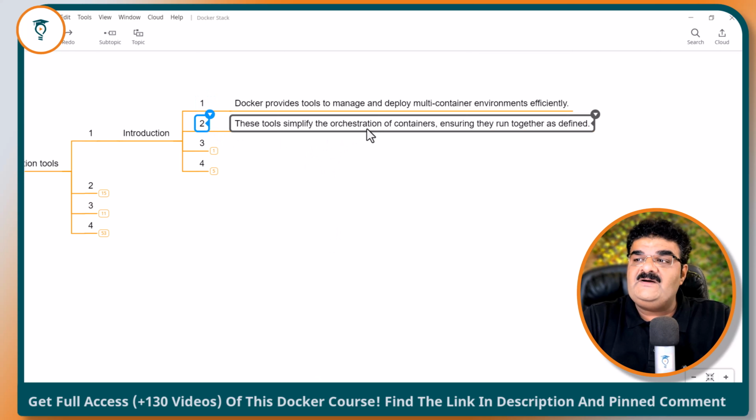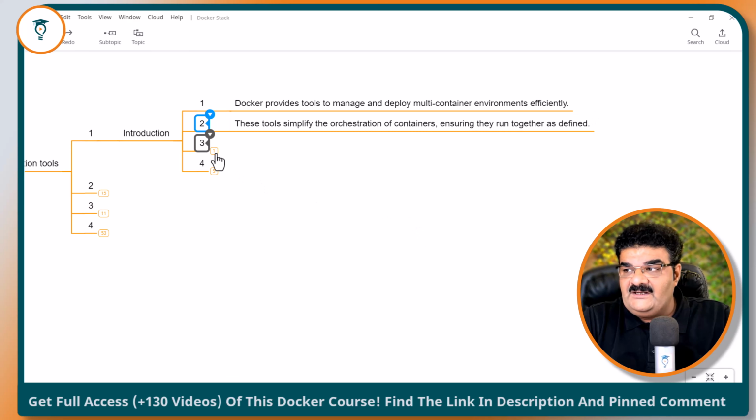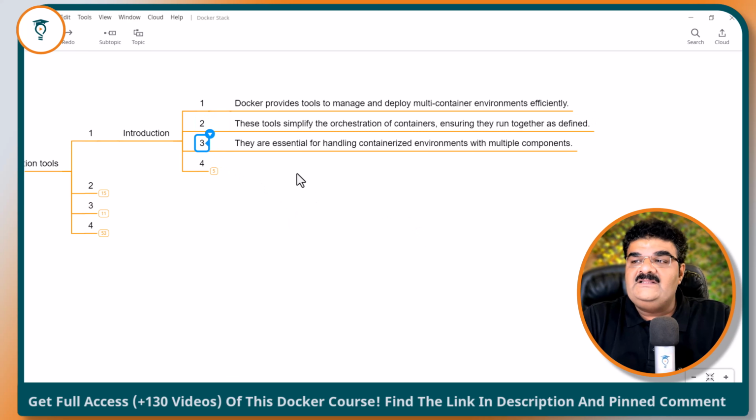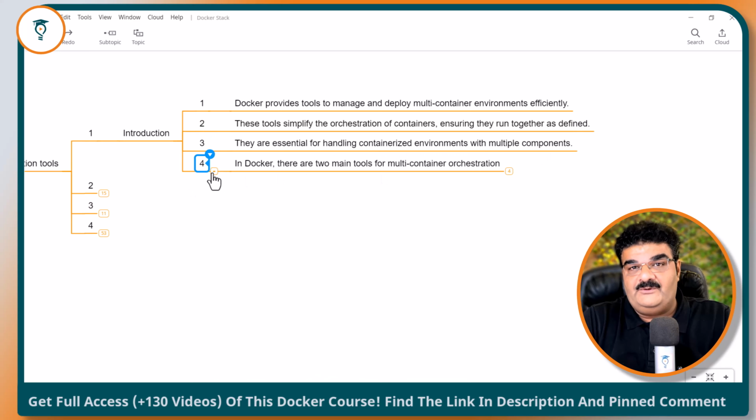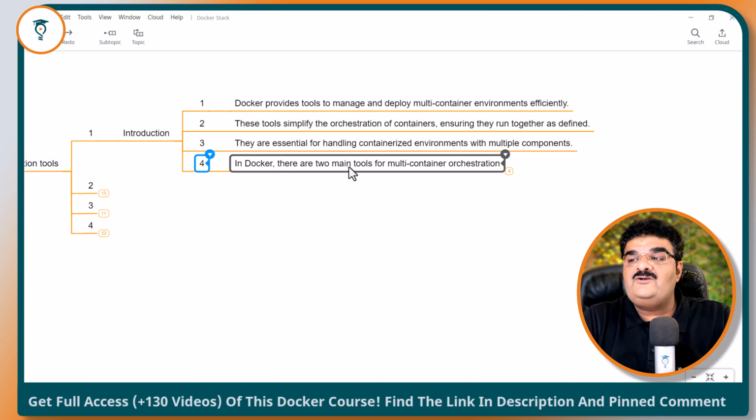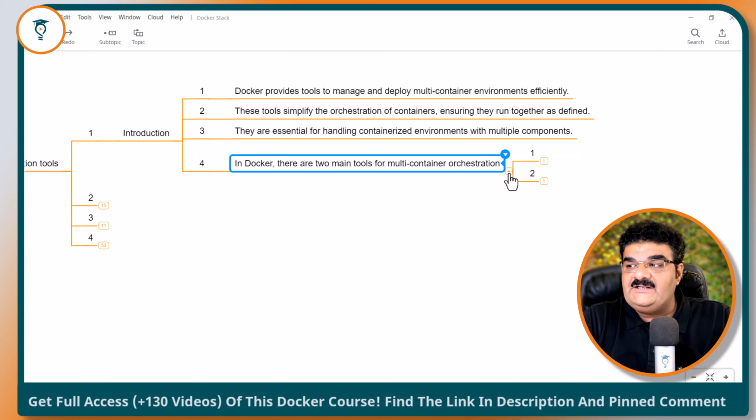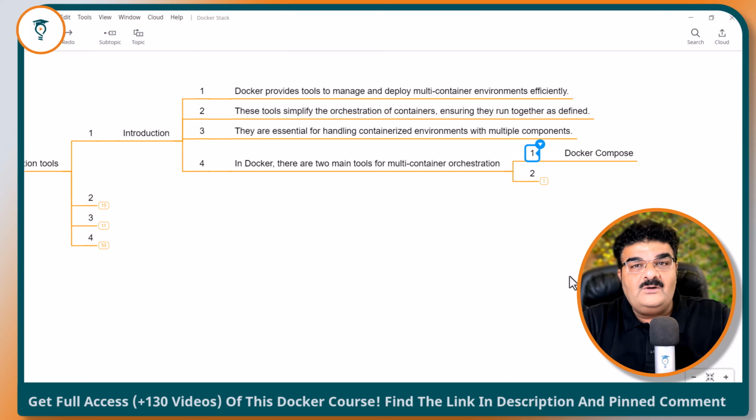These tools simplify the orchestration of containers, ensuring that they run together as defined. They are essential for handling containerized environments with multiple components. In Docker, there are two main tools for multi-container orchestration. One, Docker Compose, and the other one, we call Docker Stack.